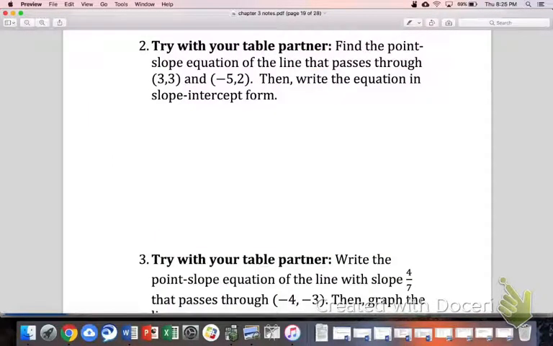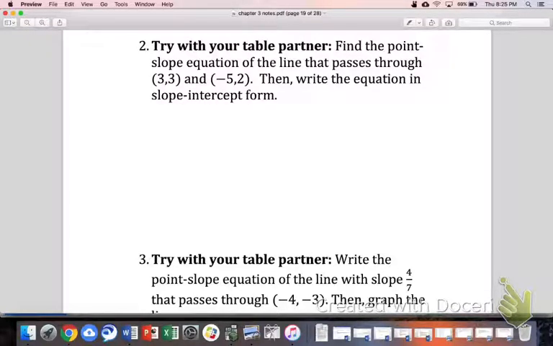Okay, so for example number 2, I do want you to try this with your table partner. It says find the point slope equation of the line that passes through (3, 3) and (negative 5, 2). And then, like before, we're going to try to write that equation into slope-intercept form in the end. But the first task is to write point-slope form for this equation of the line. So go ahead and pause the video, try this with your table partners, and we'll check the answer in just a moment. All right, I hope this one went well for you. Let's check it out.